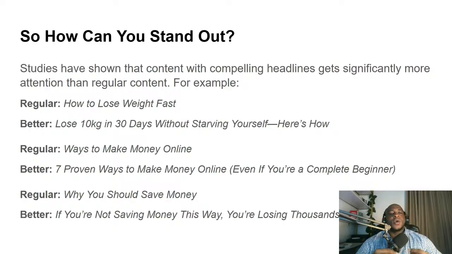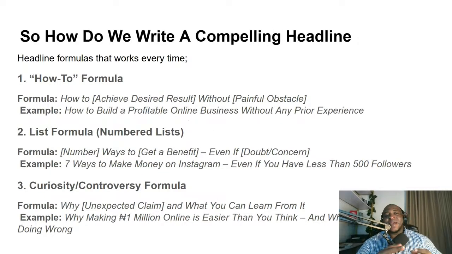Number two is ways to make money online. Instead of saying ways to make money online, say something like 7 proven ways to make money online, even if you're a complete beginner. Another regular kind of headline many people use is why you should save money. We already know that it is important to save money, but this is just a generic headline. But if you say it like this, if you're not saving money this way, you're losing thousands monthly. Now, for you to write a very good headline, there are formulas that you need to obey.